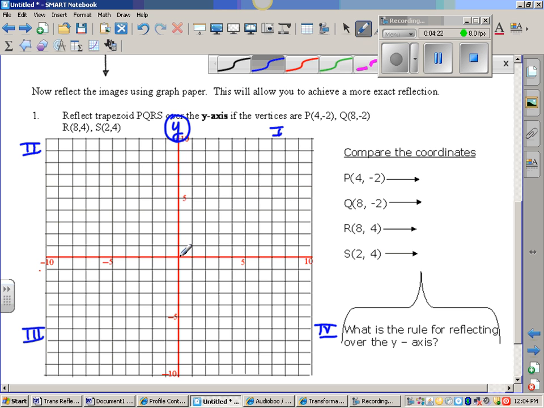So we start at the origin. We're going to graph 4, -2. Some of us were forgetting to label yesterday. We don't want that to happen. Make sure you label Q, 8, 4. Make sure you're paying close attention to the positives and the negatives.